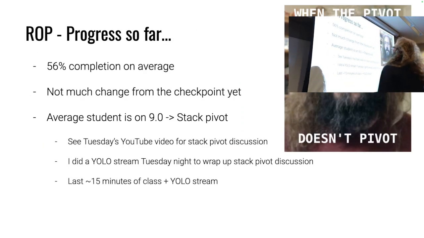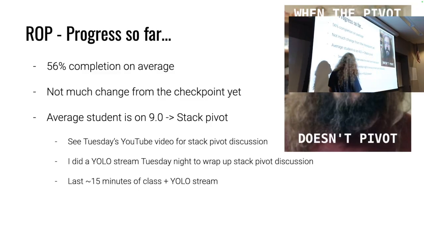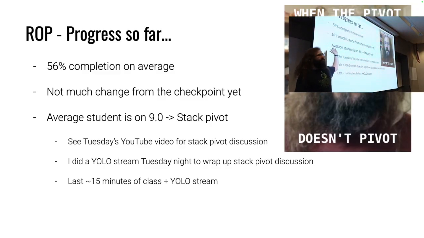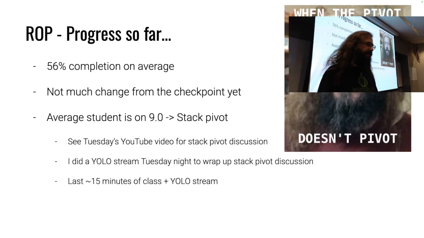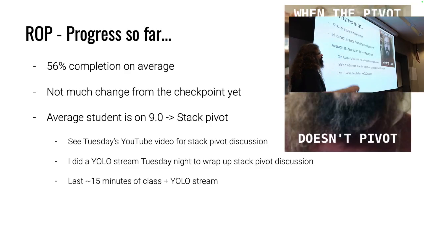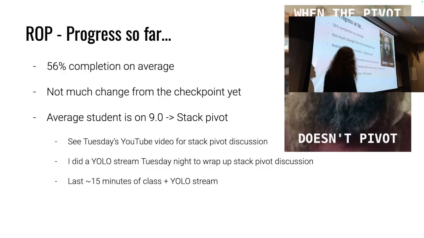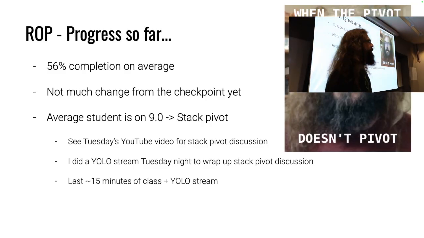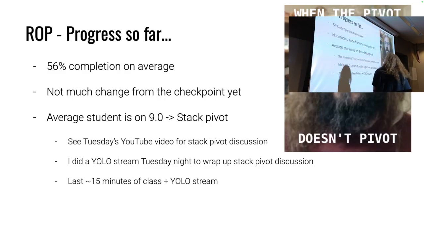So where are we so far with ROP? We have the weekend to go. The average student in the class that is actively participating has 56% of the ROP module solved, which means they're still on roughly level 9, like 8.59, somewhere around there. Means that they're working on stack pivots. Okay, that's fine. There's not a whole lot of change from where we were at the checkpoint, which is also fine because I imagine people are just waiting for the weekend. It's not like, hey, I'm hard stuck. You manage your time.